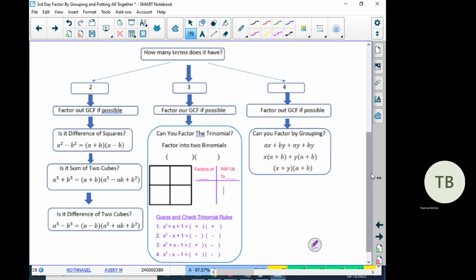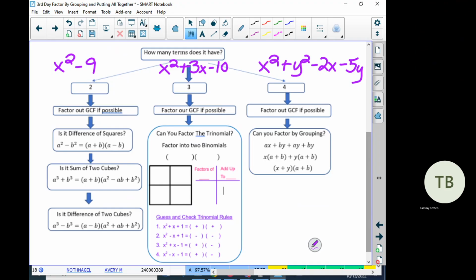So how you know which column to go in is how many terms it has. And what I mean by 2 terms is it would be something like this. There'd be 2 different things connected by a plus or minus. 3 terms would look like this. Okay, 3 different things connected by plus or minus. 4 terms would just be like something like this.